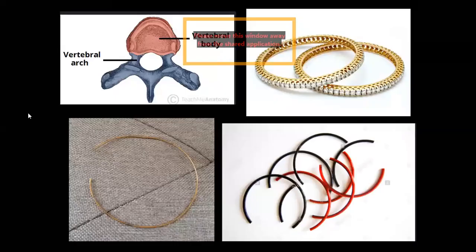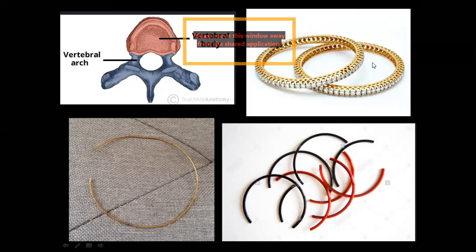So when you see an individual vertebral body, you can relate it to a bangle. Anteriorly we have the vertebral body, posteriorly we have the vertebral arch, and this is the spinal canal. An intact bangle is a stable one. Can you see this bangle? We can call it a stable structure because it will not move in all directions. What happens if there is a fracture in the bangle?